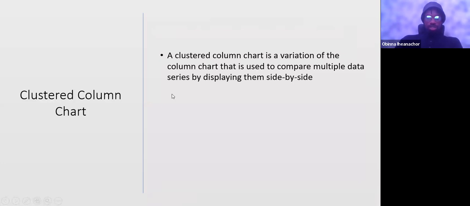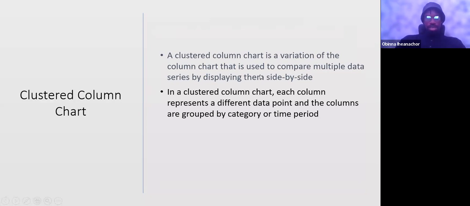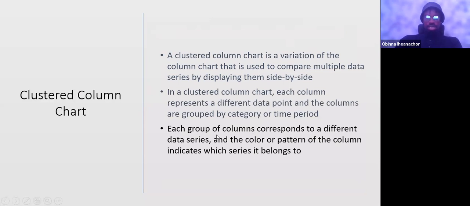So let's look at the clustered column charts. This is a variation of the column charts used to compare multiple data series by displaying them side by side. In clustered column charts, each column represents a different data point, and the columns are grouped by category or time period. Each group of columns corresponds to a different data series, and the color or pattern of the column indicates which series it belongs to.